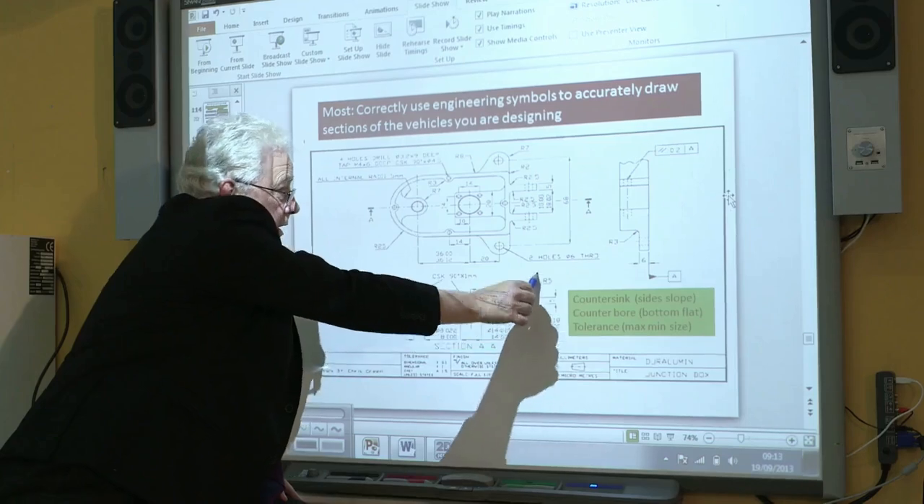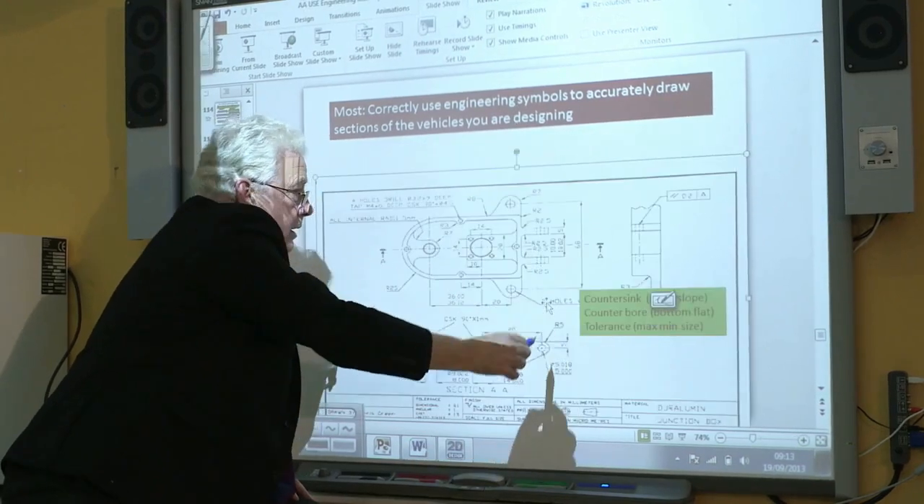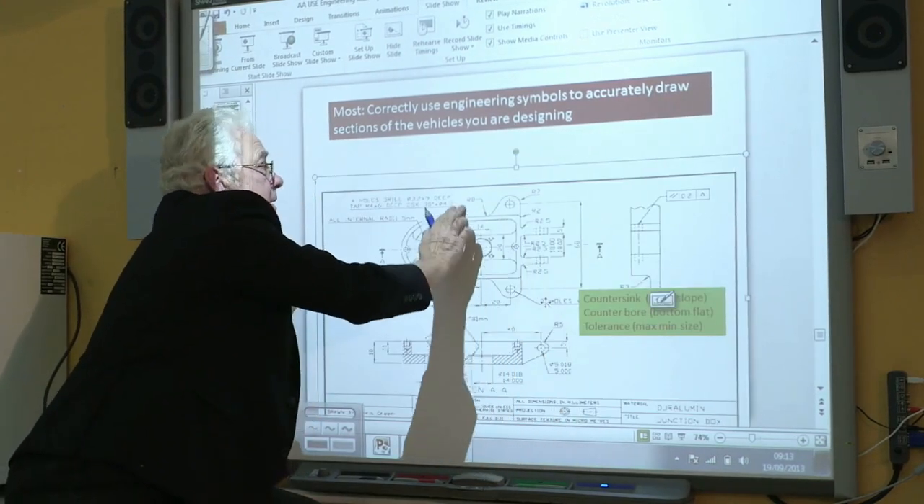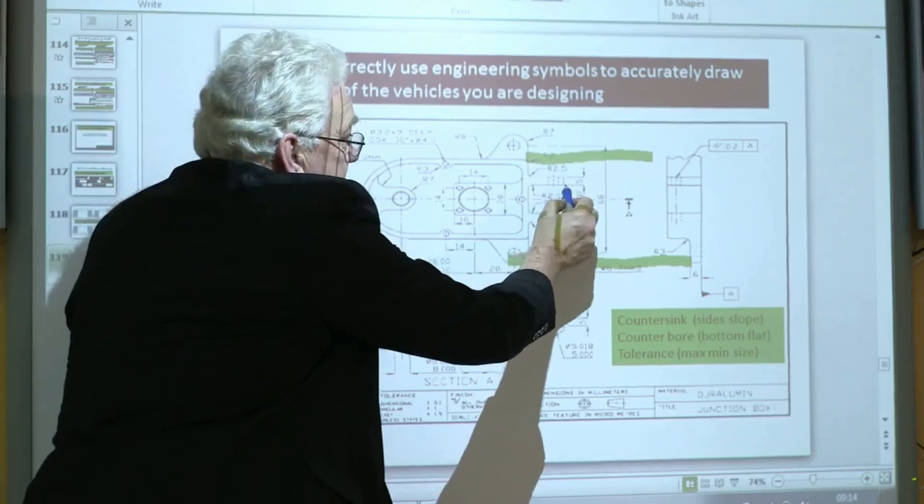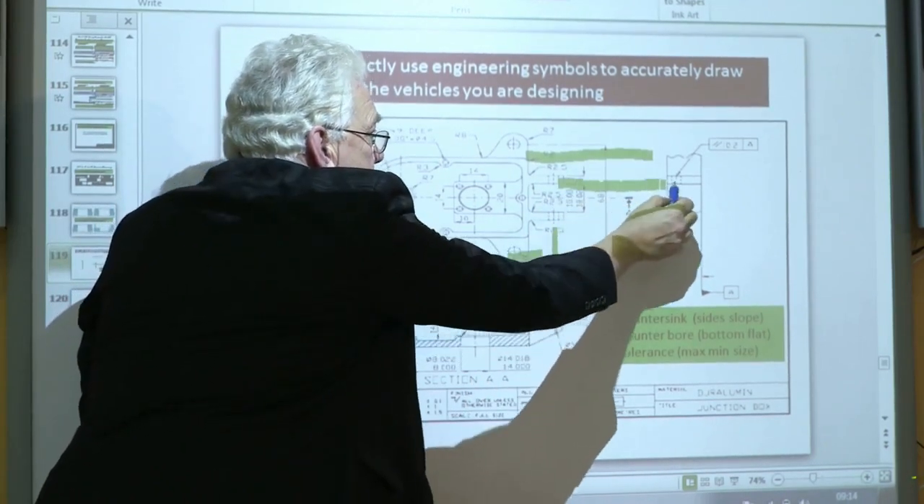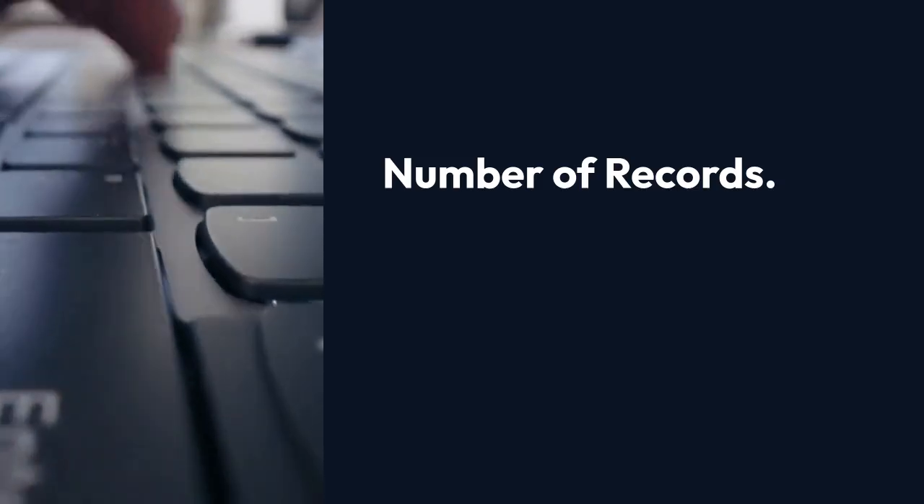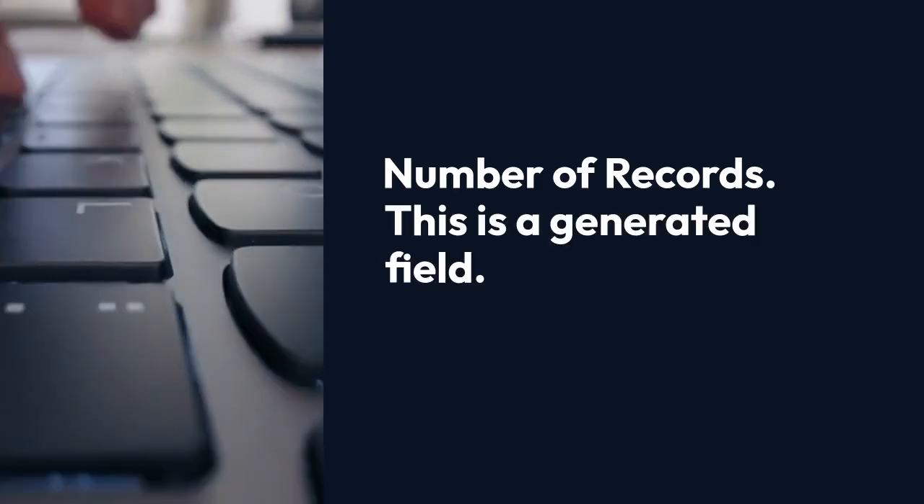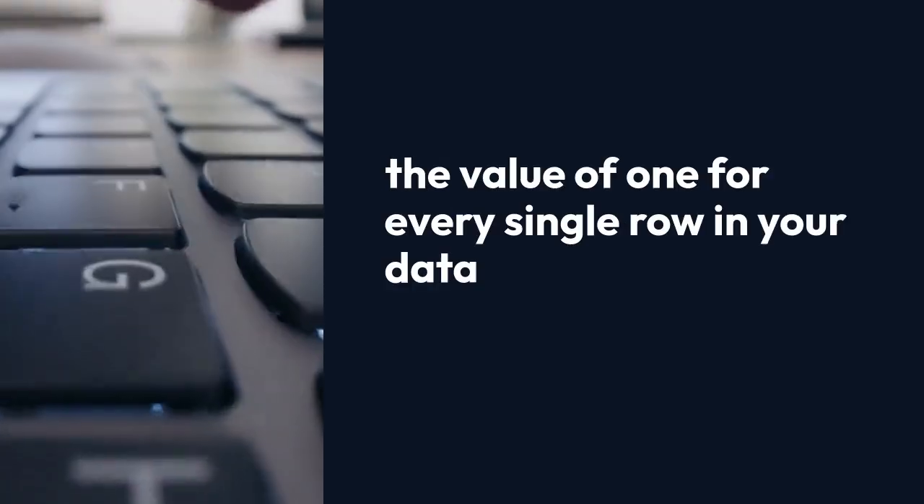analysis. The first and most straightforward method involves using a special field that Tableau creates for you automatically. When you connect to your data, look in the data pane on the left side of your screen. You will see a field named Number of Records. This is a generated field. It simply contains the value of 1 for every single row in your data source.